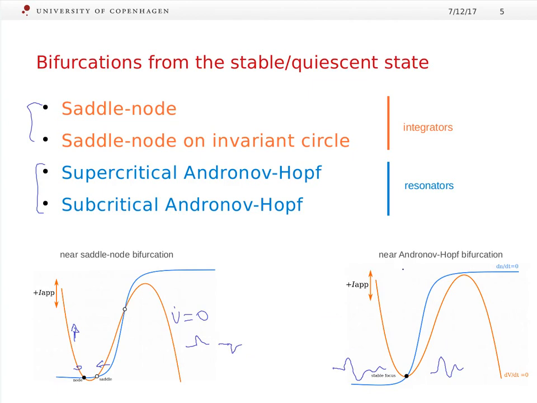And in the Andronov-Hopf bifurcations, the response to a depolarizing stimulus and the response to a hyperpolarizing stimulus both will be non-monotonic or oscillatory. For example, if we have a hyperpolarizing stimulus, we first hyperpolarize the neuron, but then it returns to the resting state with damped oscillations.